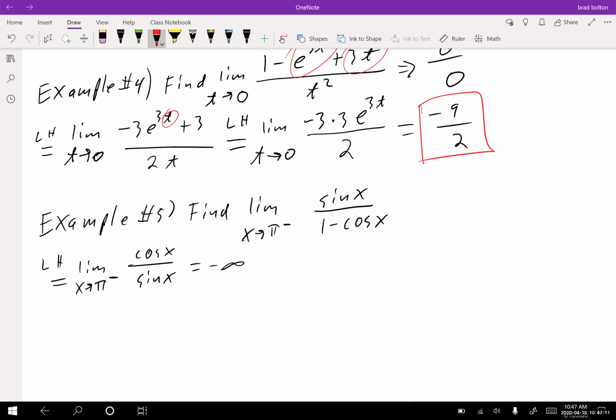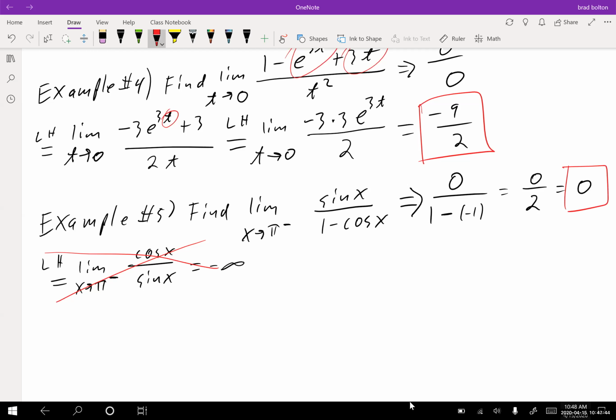However, what are we doing? We never checked to see if L'Hopital's applies, so we should not be doing this. We have to check first. Well, wait a minute. What if I plug in pi from the left? Well, the sine of pi would be 0, and this becomes 1 minus the cosine of pi. Well, the cosine of pi is negative 1, so this becomes 0 over 2, which is 0. Well, that's a fine limit. There's no indeterminate form.